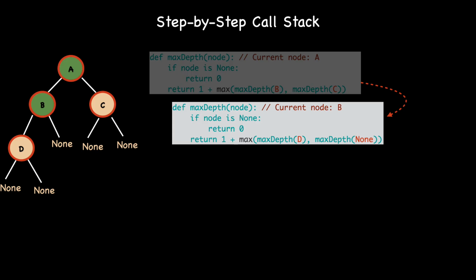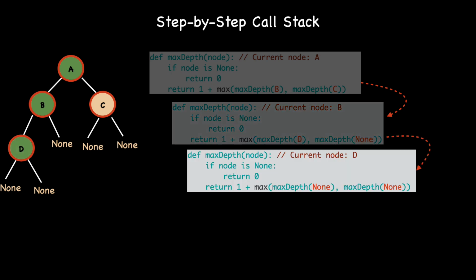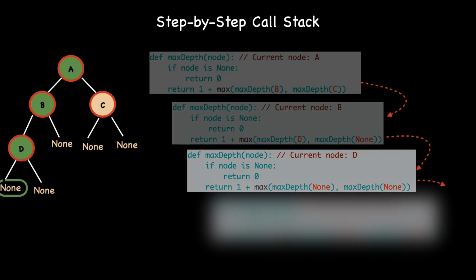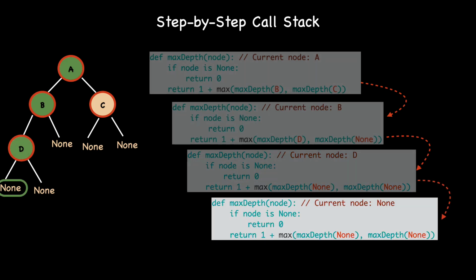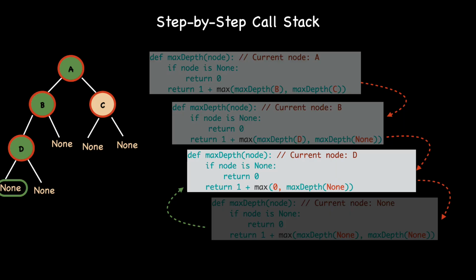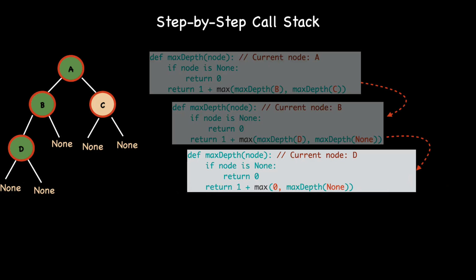And from here, we move left again to node D. It's the same thing here. Node B's function call sticks around in memory until node D is done and sends back its result. So from node D, we move left again to none. When we execute the maxDepth function for none, we hit the base case and this function call returns 0. Once 0 is returned, the function call to none is removed from the memory.